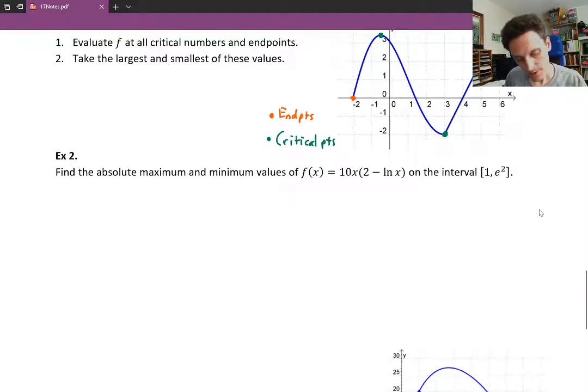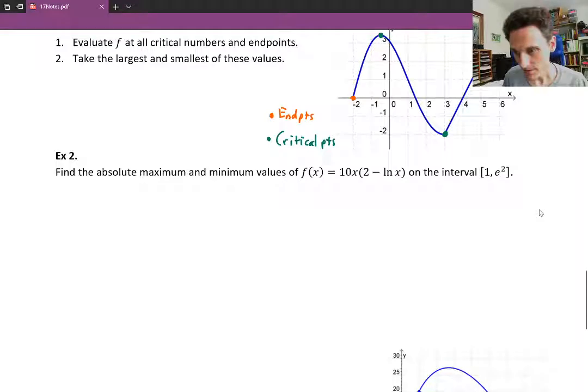So for example 2, it says find the absolute max and absolute min values of f of x equals 10x times quantity 2 minus ln x on the interval from 1 to e squared, including the endpoints. This is critical, no pun intended, because then we can use the extreme value theorem that we were just looking at a moment ago, saying that we're guaranteed to have the absolute max somewhere in that closed interval.